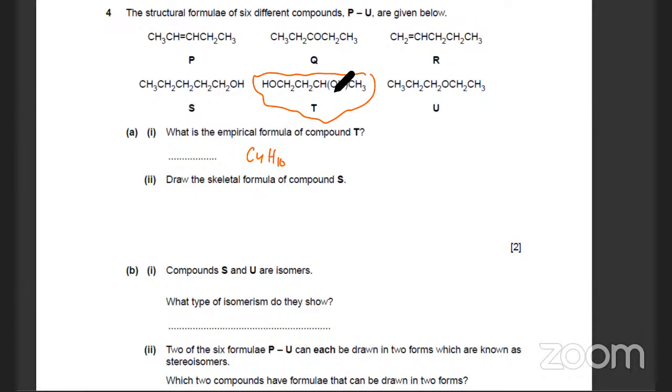You got 1 over here and 1 over here. So that's 2 oxygens. You can simplify this. This would be C2, H5, and I think O would be 1. So that's your empirical formula.